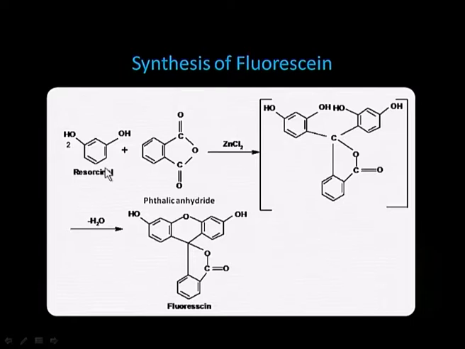We will now discuss the synthetic route for the preparation of fluorescein, which includes the condensation of 2 molecules of resorcinol with 1 molecule of phthalic anhydride in presence of zinc chloride. A dihydroxide is formed here, which upon removal of a water molecule, or upon dehydration, forms fluorescein.